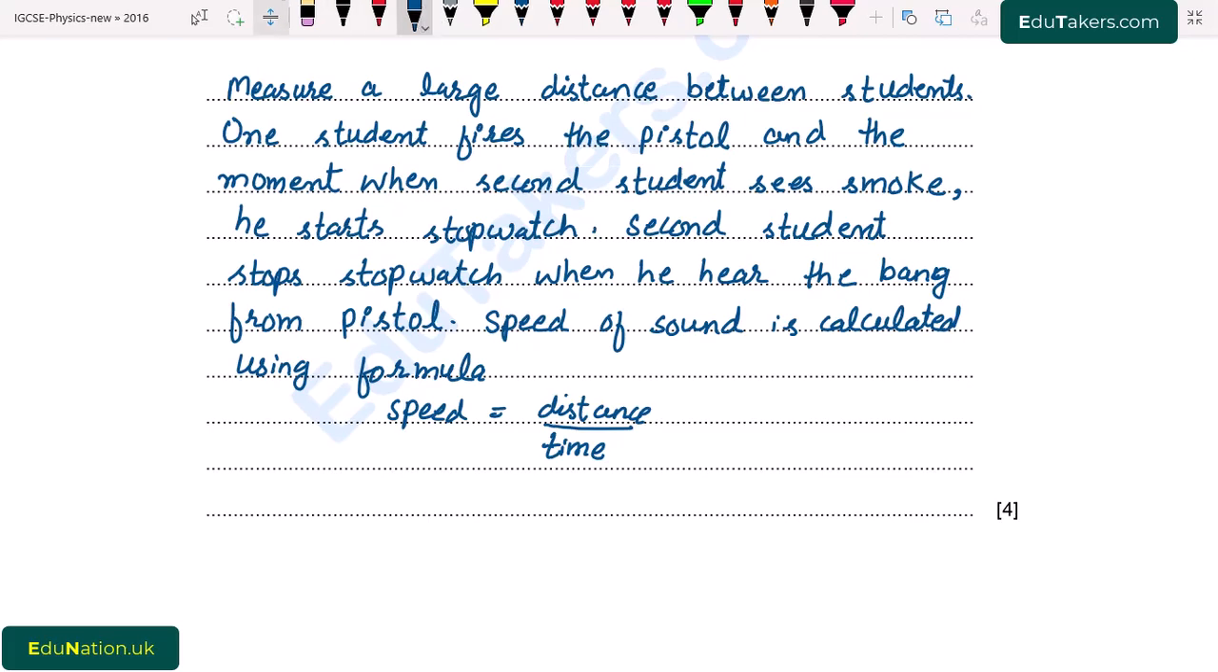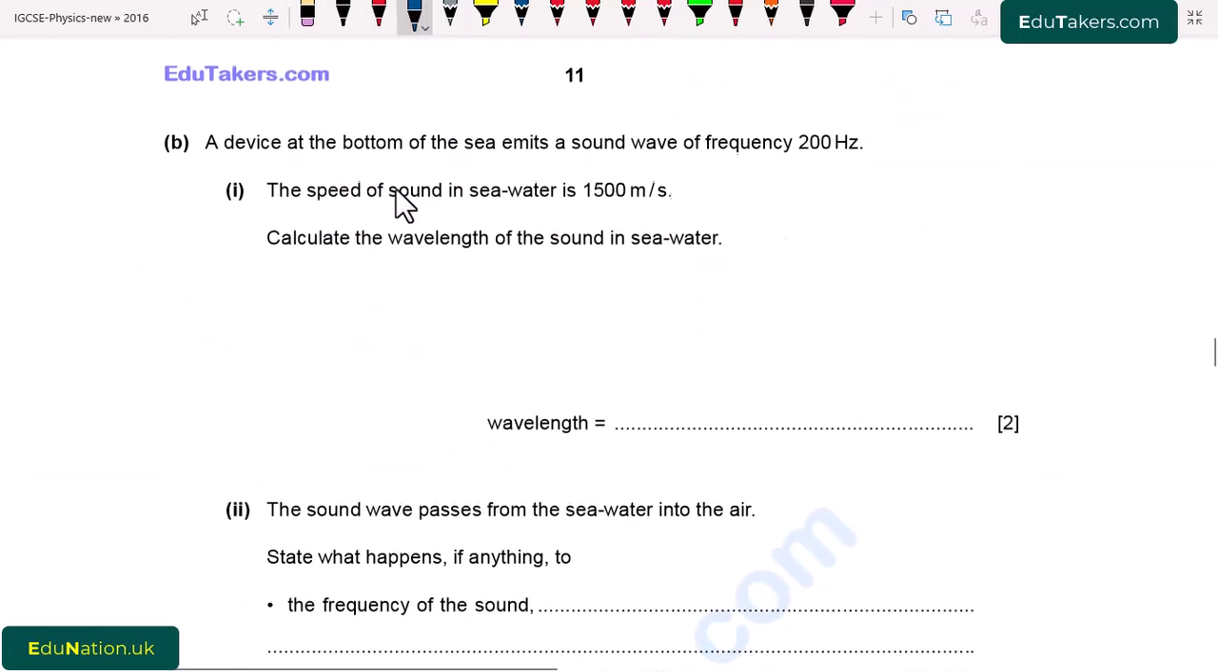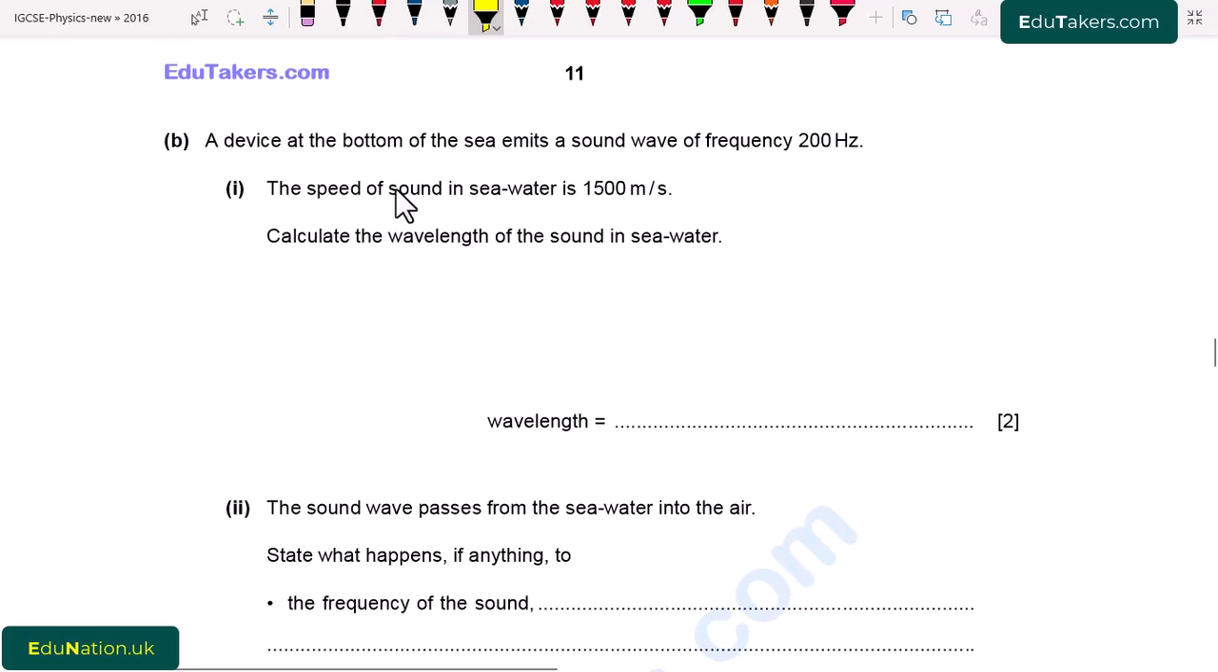Moving towards the other part. Part B. A device at the bottom of the sea emits a sound wave of frequency 200 Hz. Part first. The speed of sound in the sea water is 1500 meter per second. Calculate the wavelength of the sound in the sea water.